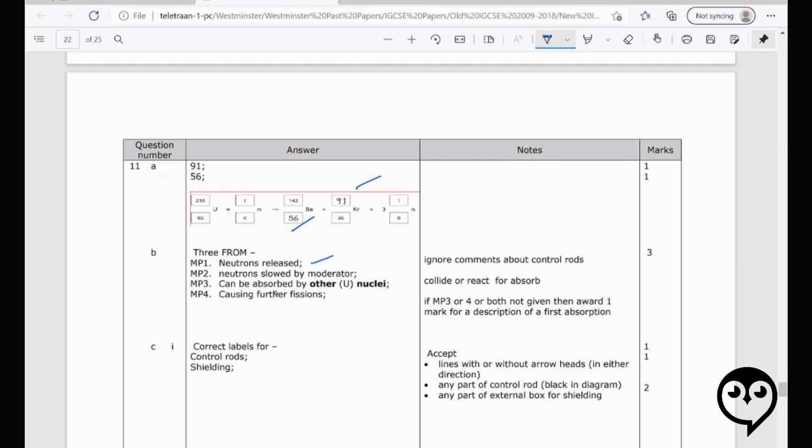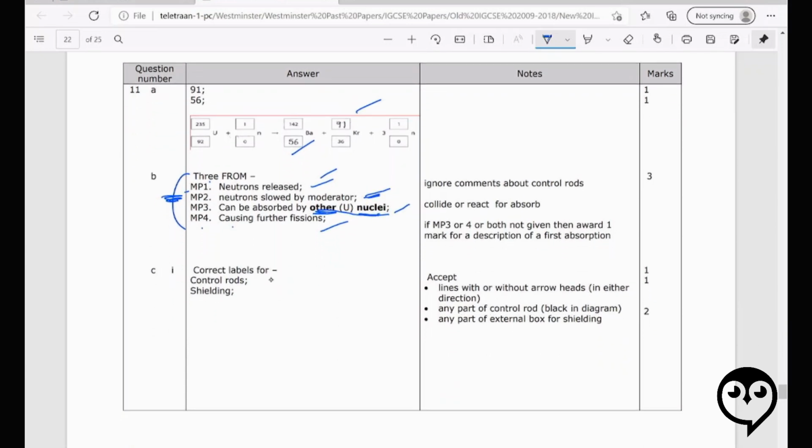Neutrons are released. Neutrons slowed by the moderator can be absorbed by other nuclei, causing further fissions. Oh, interesting. I didn't mention the neutrons being slowed by the moderator, but I know we talked about that before. I said neutrons are released, they'll be absorbed by other uranium nuclei, causing further fissions. That's fine. But you have to realize in order for this to happen, the neutrons are ejected very fast, and so they need to be slowed down in order to be absorbed. Okay, but there you go. So if you know a little bit of these steps, you can get 3 marks out of the 4 things you could say, that's fine.